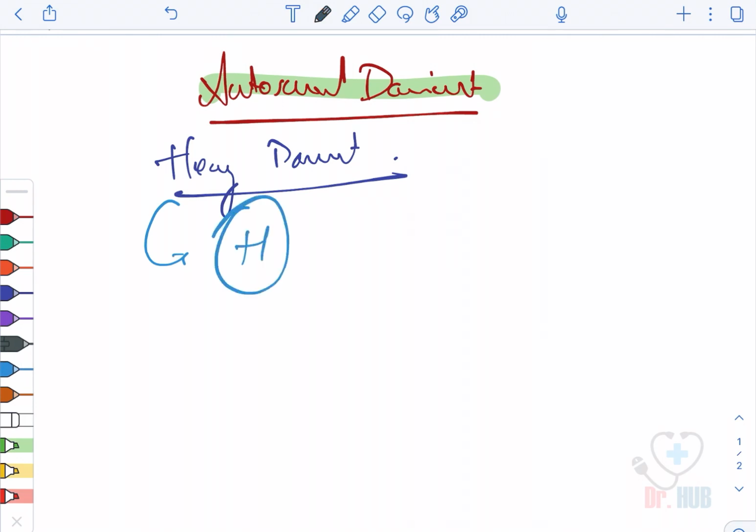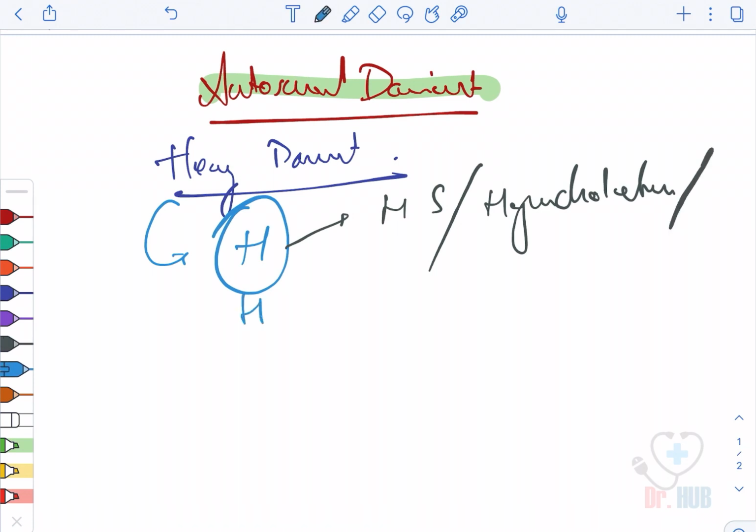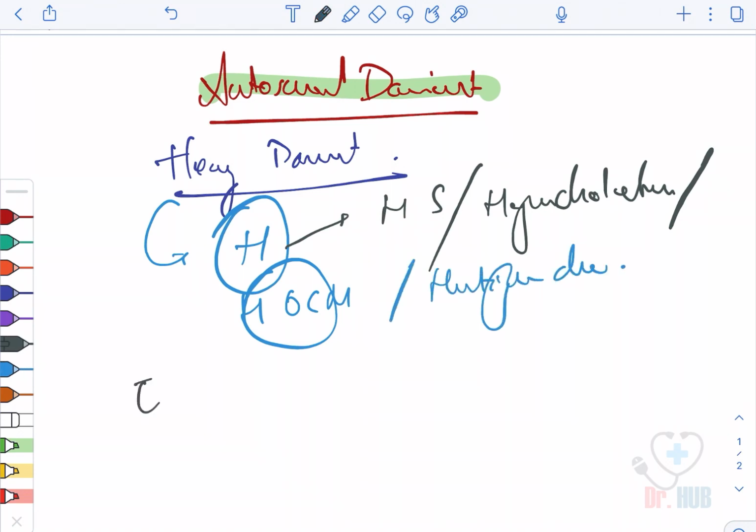In the case of H, H is for hereditary spherocytosis. Next is hypercholesterolemia. Next is hypertrophic obstructive cardiomyopathy. And then there is also Huntington's disease. Next we look at E.